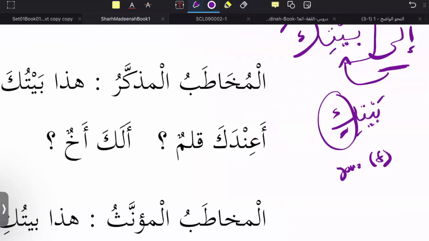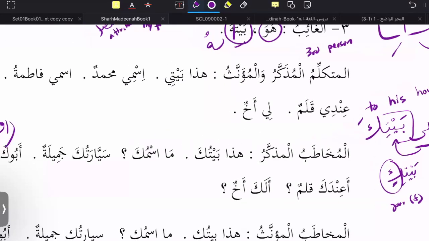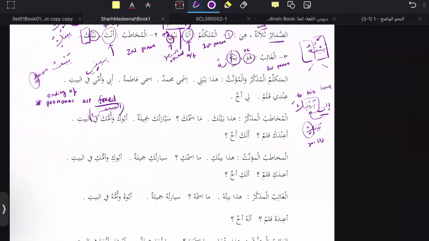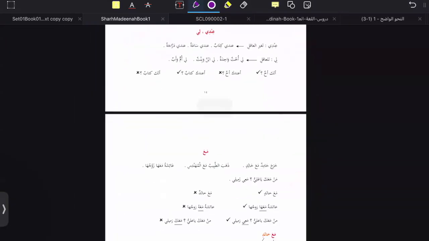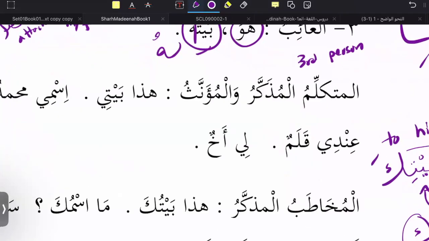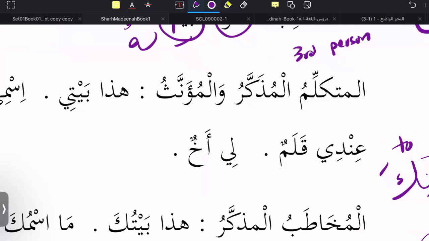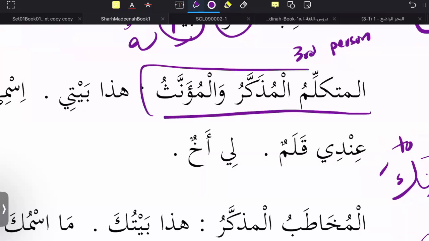So a lot of things to remember, and you have to think about them. And if it's something new for you, you have to spend a little bit of time and do a lot of exercise. Okay, so let's see what the author mentioned here. He said, al-mutakallimu al-mudhakkar wal-mu'annath. So he's saying the mutakallim, it is for both masculine and feminine.